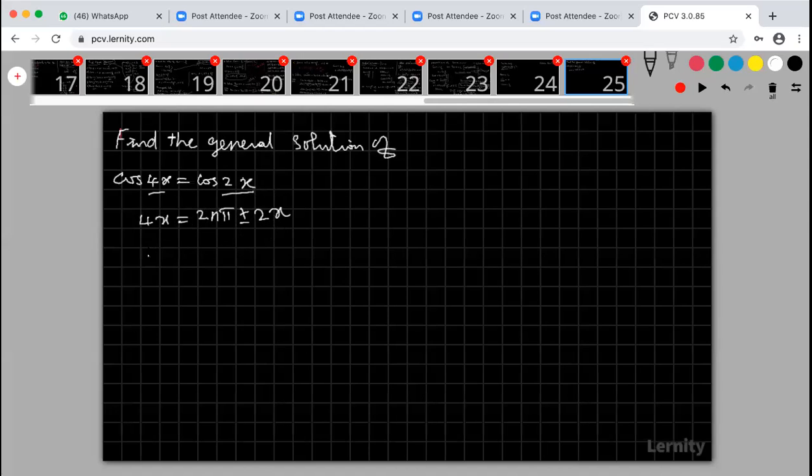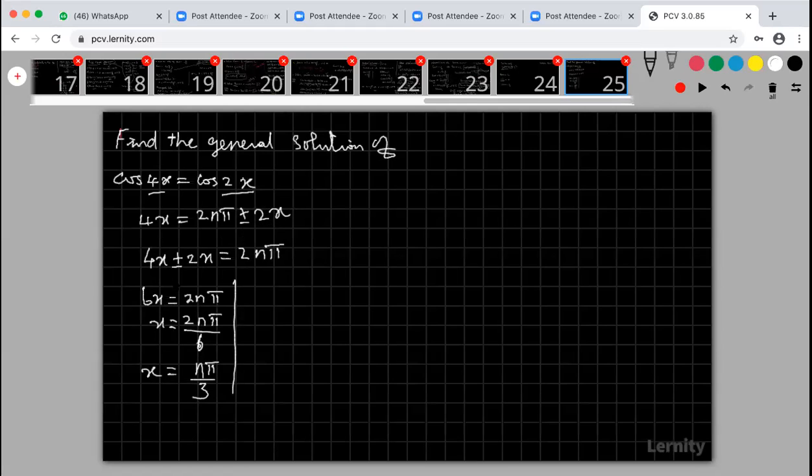So then what happened? This is 4x, and here also some x is there. Bring it to the left hand side: 4x plus or minus 2x equal to 2n pi. So then, if you add these two, my 6x is equal to 2n pi, or my x is equal to 2n pi by 6, or my x is equal to n pi by 3.